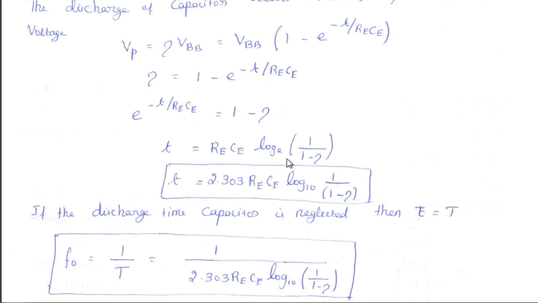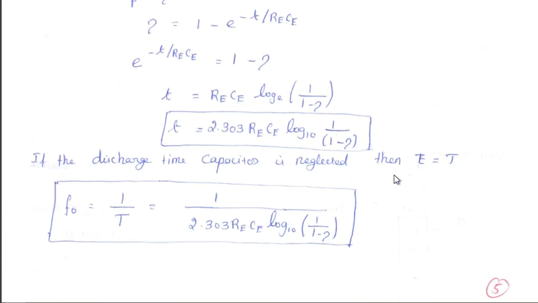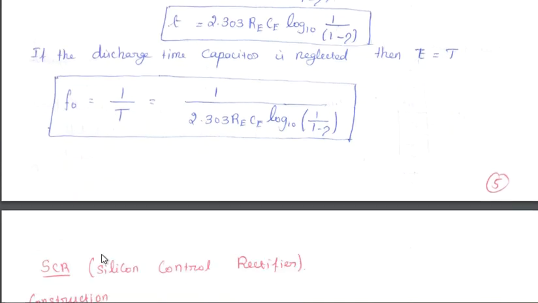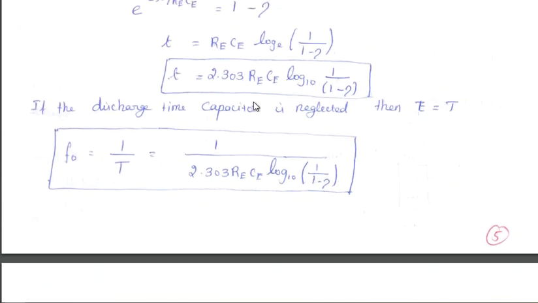Then we take the log. So T is equal to, converting log base e into log base 10, we have the constant 2.303. The discharging time of the capacitance is neglected. From this T we take the inverse to calculate the frequency of oscillation. So this is the frequency of oscillation of the UJT as a relaxation oscillator.